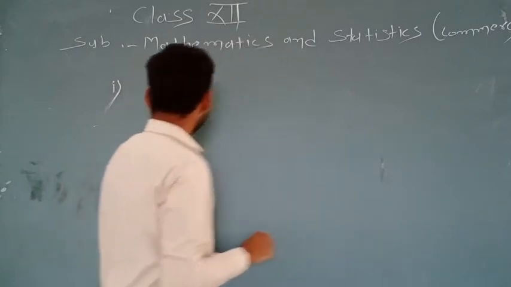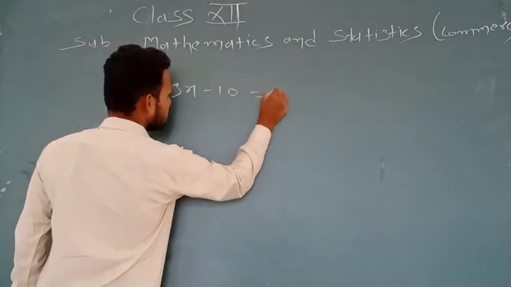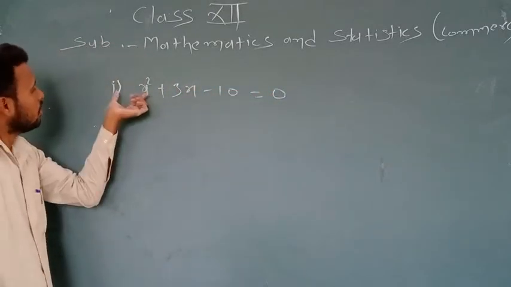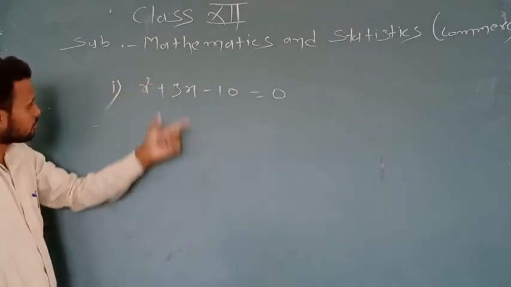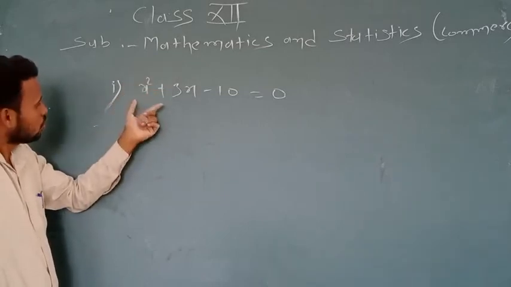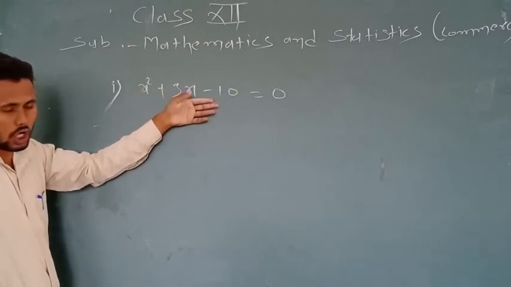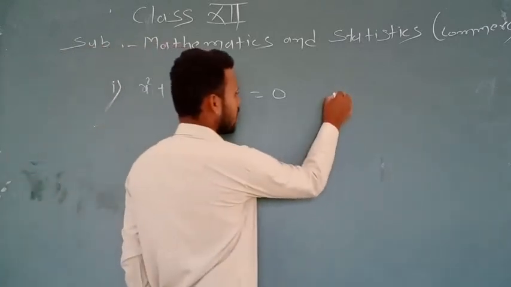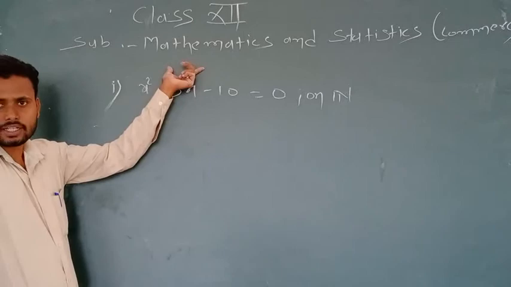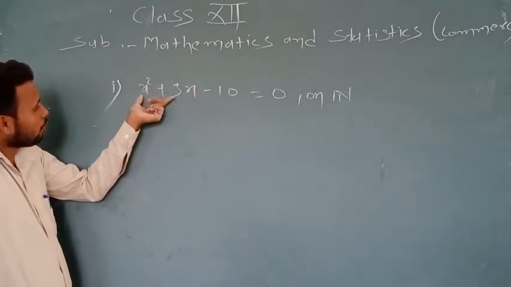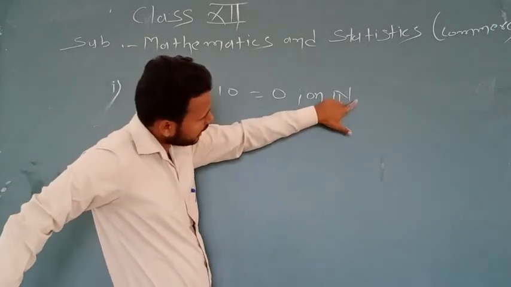First example, if I take x square plus 3x minus 10 is equal to 0. Question: use quantifiers to convert the following open sentence defined on a natural number into a true statement. ठीक है.